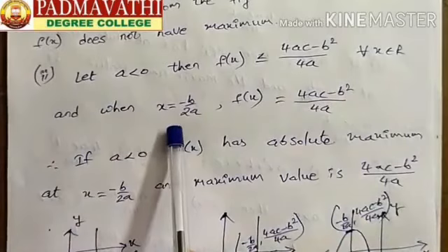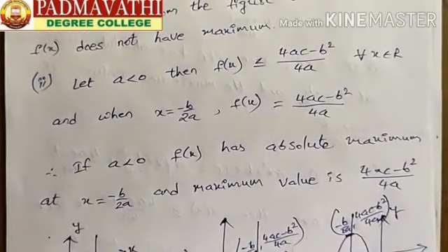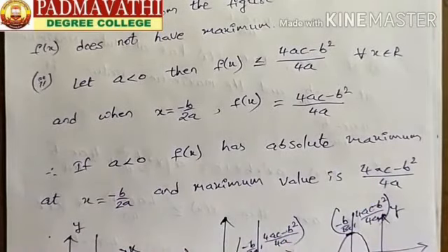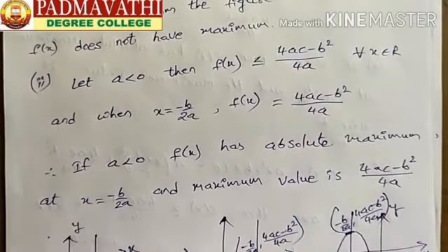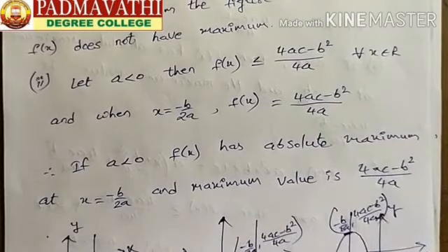When x equal to minus b by 2a, f of x is equal to this value, 4ac minus b square by 4a. So for all x belongs to R except minus b by 2a, it is less than 4ac minus b square by 4a, and at x equal to minus b by 2a, f of x equals 4ac minus b square by 4a. So from these two conditions, we can tell that if a is less than 0, a negative value, f of x has an absolute maximum at x equal to minus b by 2a, and the maximum value is 4ac minus b square by 4a. So this is the condition.